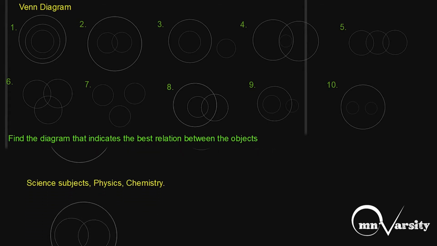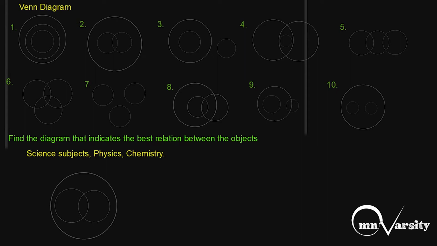Let's take another example. Here we have science subjects, physics and chemistry. We know that both physics and chemistry are science subjects. So we are going to take this big circle for science subjects. Smaller circle is for physics and the other smaller circle is for chemistry. The intersection between them is for physics chemistry.